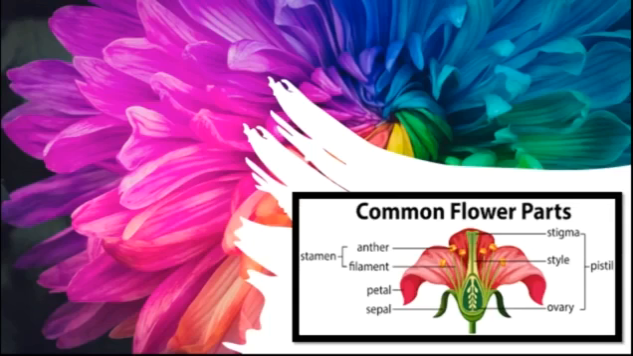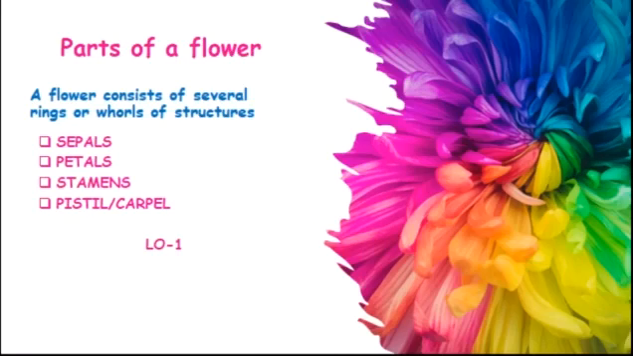Coming to the next slide, we have to discuss what the different parts of a flower are. First is the outer ring, which is called the sepal. You can see the bright colored structures in the flower that are called petals. Then the male part is called the stamen and the female part is called the pistil. Let's study these structures one by one in detail.